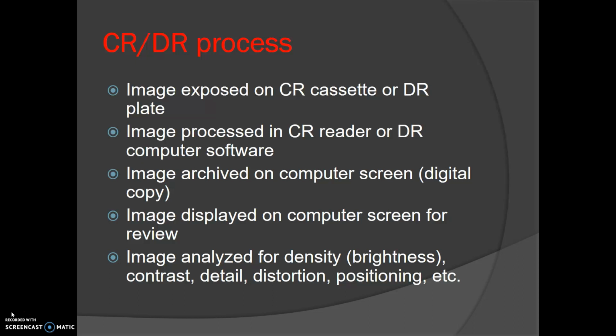The CR-DR process involves an image plate exposed on a CR cassette or DR plate. Then the image is processed in a CR reader or DR computer software. The image is archived on a computer screen in digital format. The image is displayed on a computer screen for review, and then finally the image is analyzed for density, contrast, detail, distortion, positioning, etc.